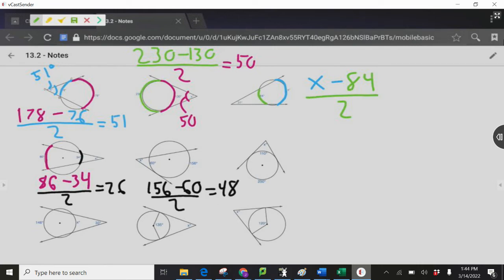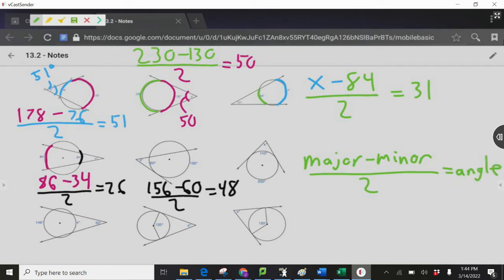Now, the difference here is I know what my angle is. So this is about as much algebra as we ever get. It's a two-step equation. But notice the formula here. This is the exact same one we established earlier. Major minus minor divided by 2 equals the angle. So my major, in this case, is x. My minor is 84, divided by 2. And that's going to equal my angle of 31 degrees.